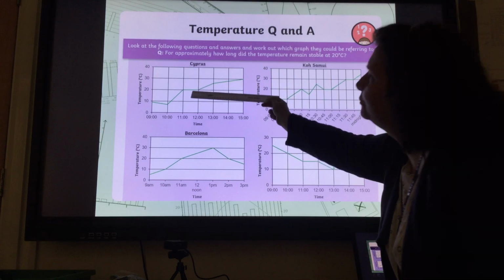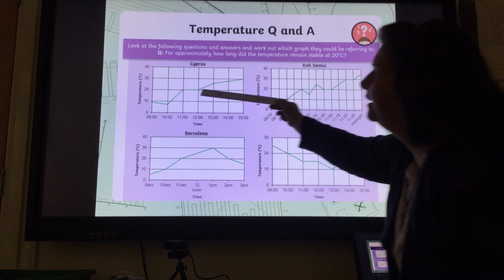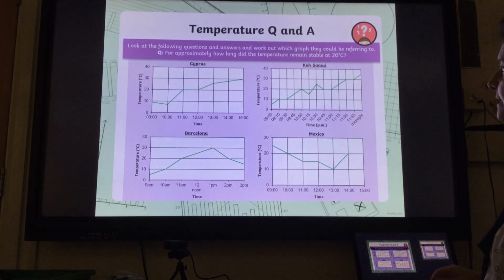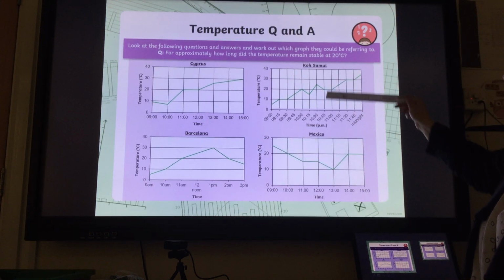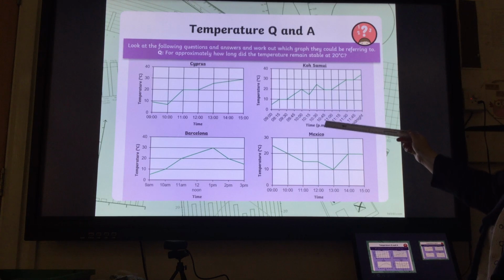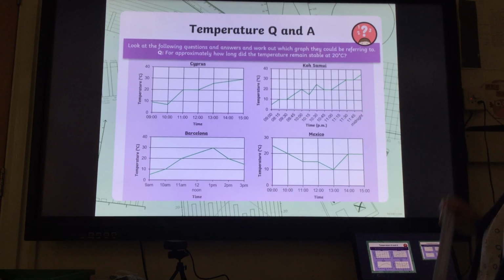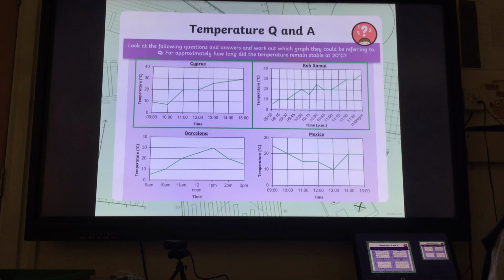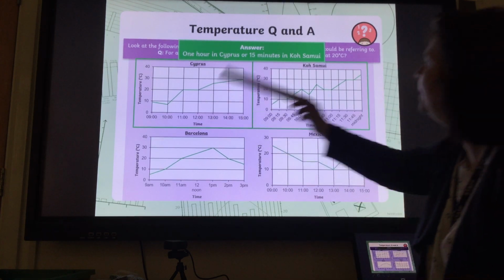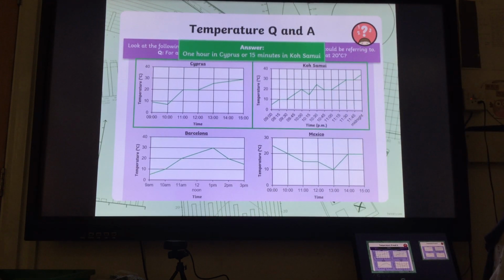Let's just check the final graph. Here we have got a straight part and that straight part is 20 degrees. So how long on this graph is it at 20 degrees, from 11 till 12? And how long is it at 20 degrees on this graph, from 10:45 to 11? Can you work that out? Let's see if you're right. Okay, so those were the two graphs, so we got that right. And it was an hour in Cyprus and 15 minutes in Koh Samui.